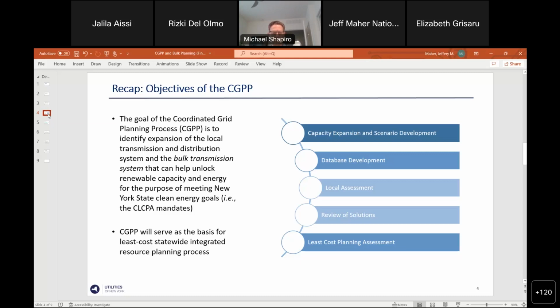So here today, what I mentioned at the beginning is we're going to talk about how the bulk system fits into the first stage, the capacity expansion model work, and then the last stage, the least cost planning assessment. So how do we use bulk? How do we understand bulk needs in the first and last stages is what we'll talk through today.